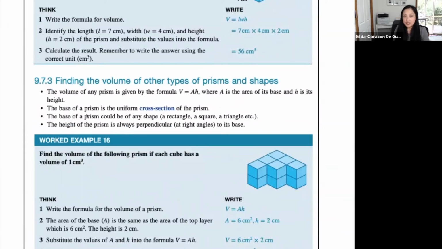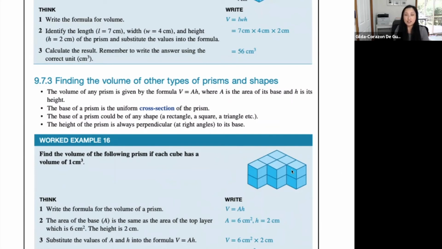The base of a prism is the uniform cross-section of the prism. When you say uniform cross-section, your slices are uniform to each other. They have exactly the same shape, exactly the same area. The base of the prism could be of any shape. It can be a rectangle, a square, a triangle, a trapezium, or a pentagon. The height of the prism is always perpendicular, at right angles, to its base.